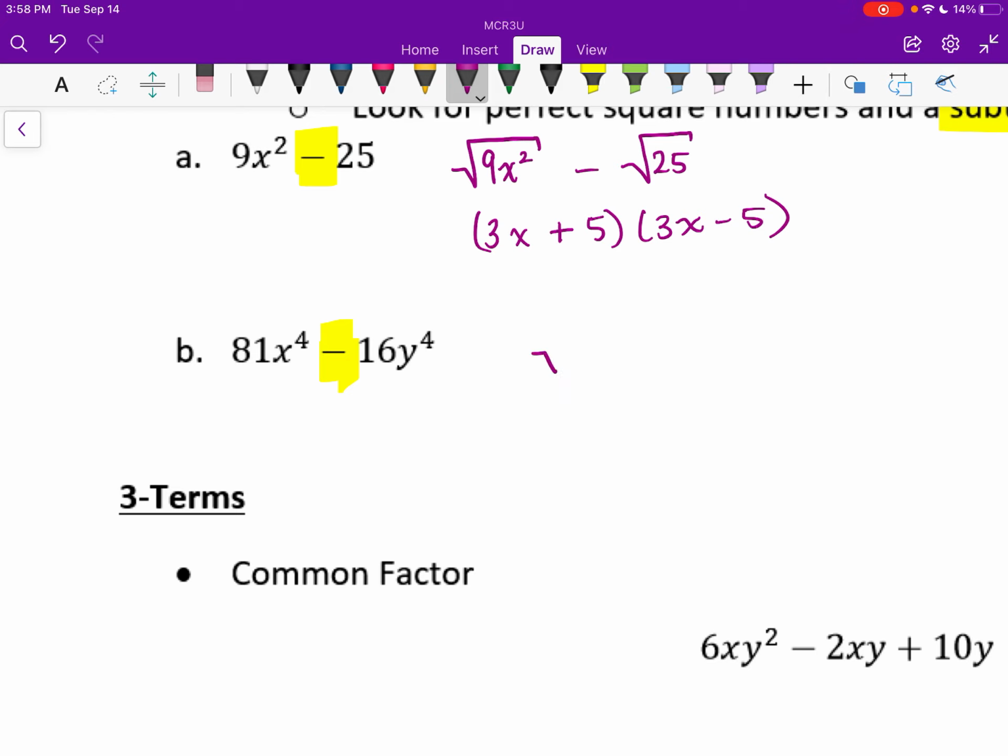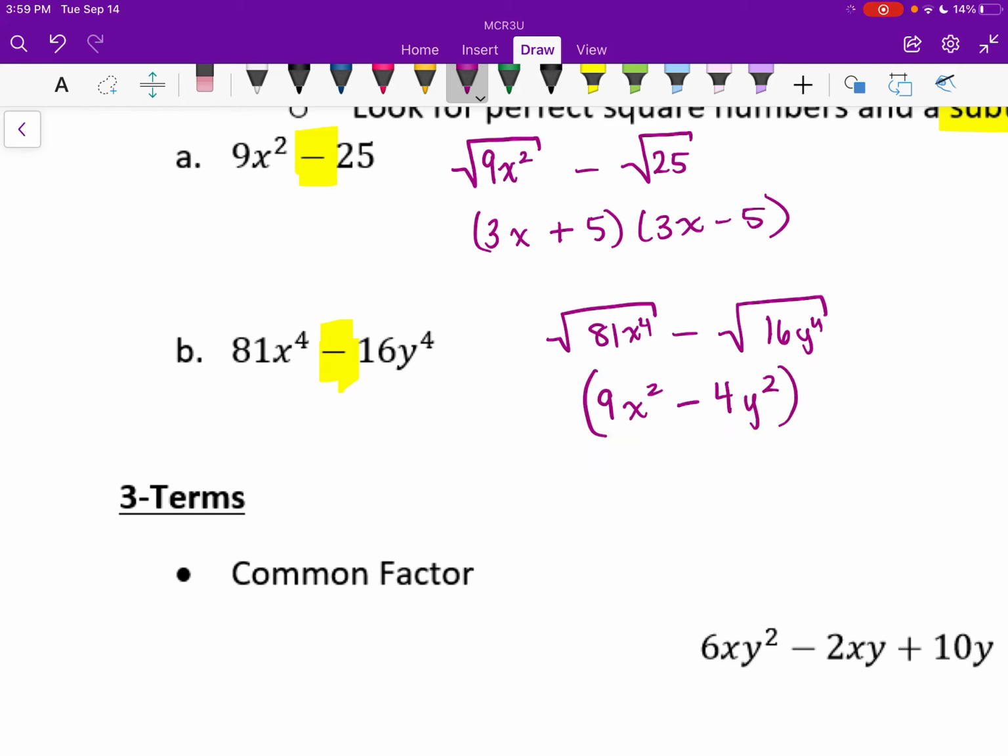So we're going to do, it's a minus, so we can do square root of the first one. I'm just going to make it a little bit nicer. So square root 81x^4 minus square root 16y^4, right? So square root of 81 is 9, square root of x^4 is just x squared, right? Minus 16, square root is 4, y squared, right?